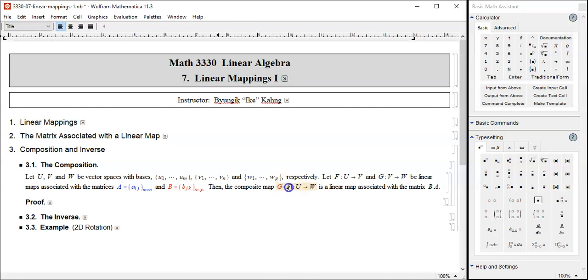Red, blue, red, blue, and this blue, and that's red. See, U to V and V to W, and if you take the composite map, then U to W directly. So U to V first, and then V to W. Composite map, U to W directly. And the matrices associated to these are A and B respectively. And then the multiplication is to the right, you see.